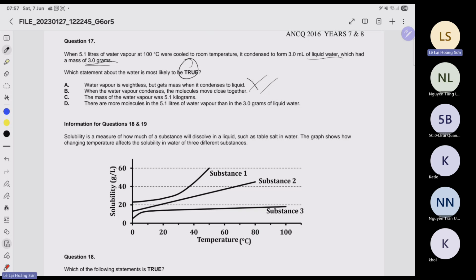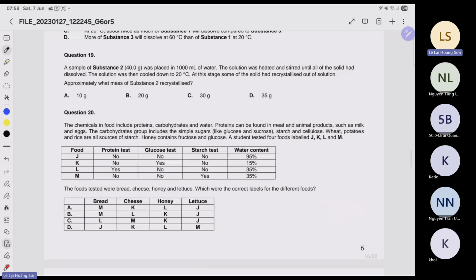Mass of water vapor was 5.1 kilograms. No, 5.1 is the volume, it's not the mass. There are more molecules in 5.1 liters of water vapor than in the liquid water. No. They have the same amount of water. It's just that the volume is different, but the amount of water is the same. So they have the same, not more, molecules of water. Same amount, just different volume and therefore different density. So the correct answer here is B. Moving on.